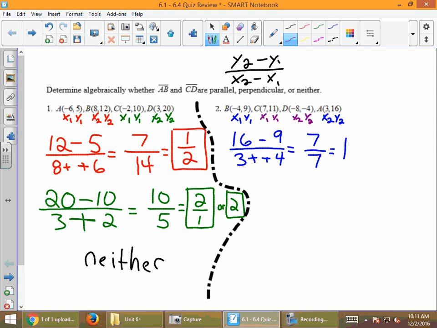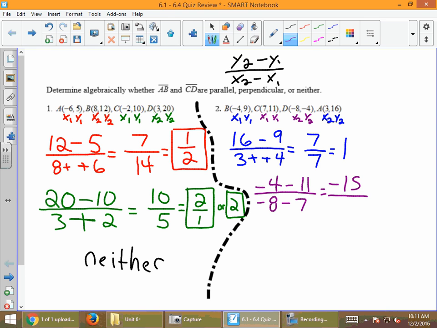We're talking about CD now. Back to that same formula. Y2 is a negative 4 minus, put that there, y1 is 11, over. X2 is a negative 8 minus 7. Negative 4 minus 11. Negative what? It is a negative 15.